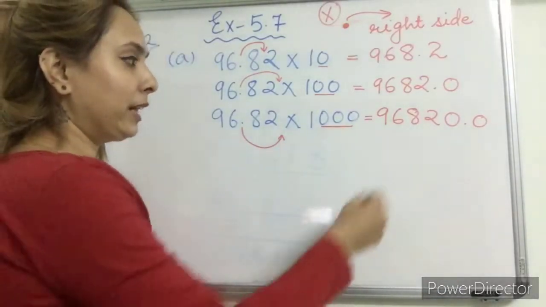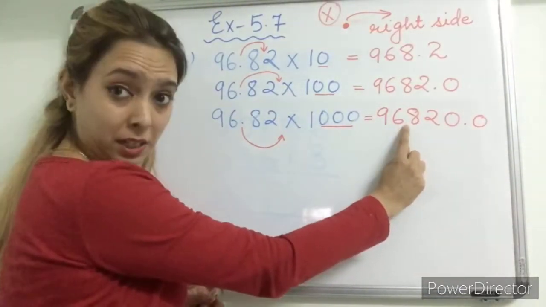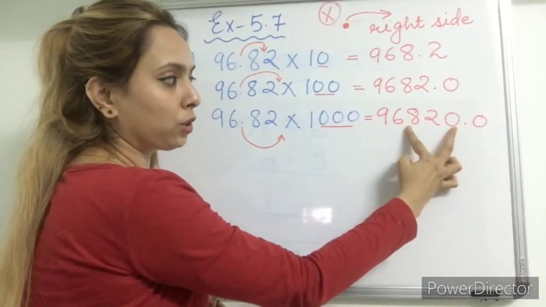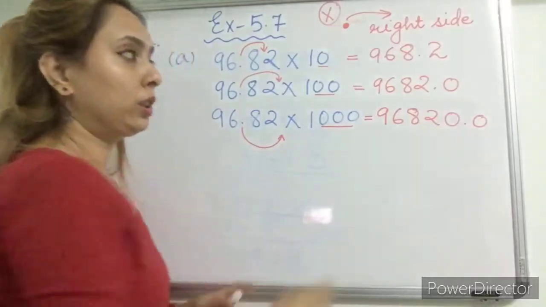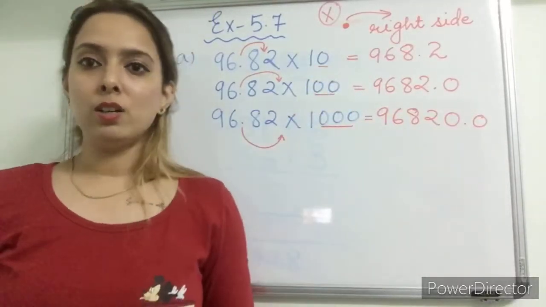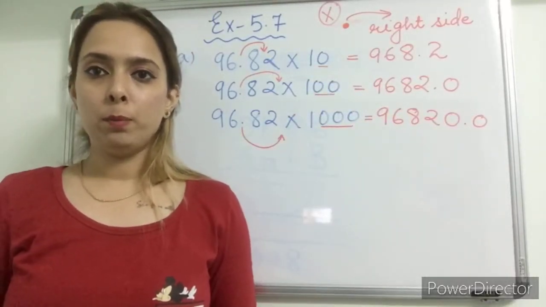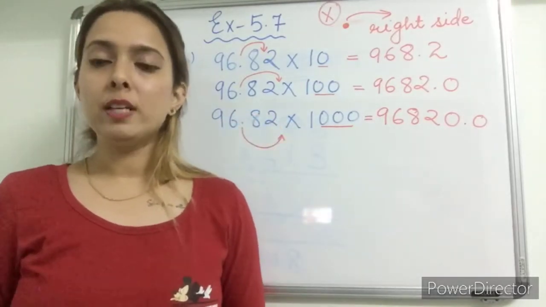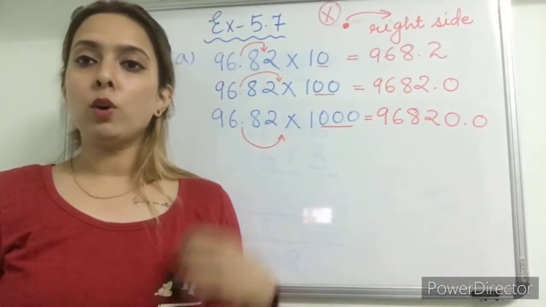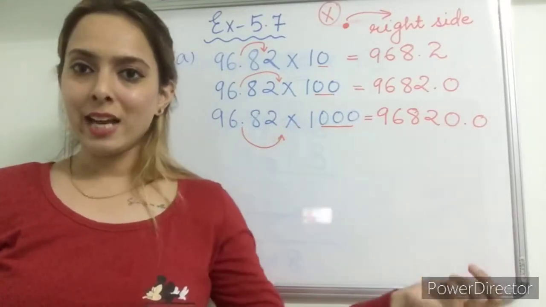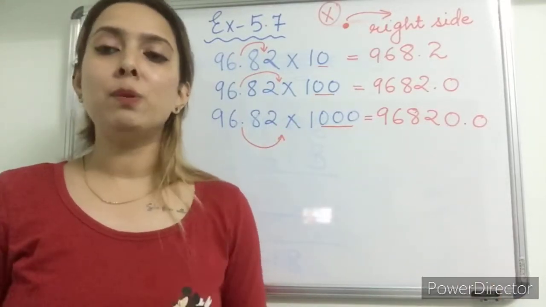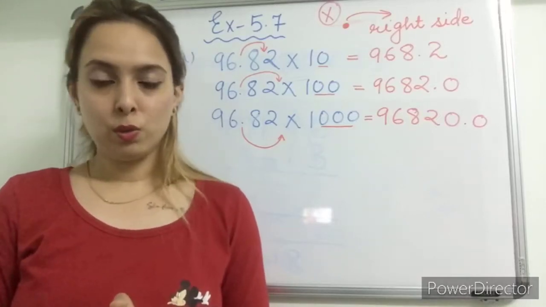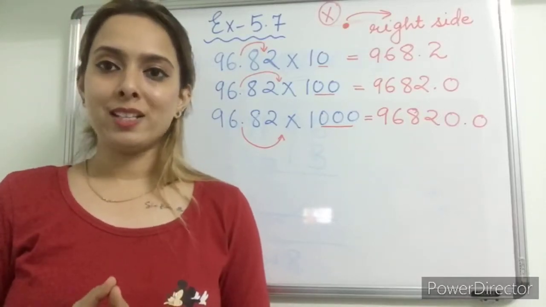You all can see that in the question the decimal was here. Now the decimal is here. There are 3 numbers in between. So these all are the direct answers for multiplication. I hope it is very simple. For multiplication we always shift towards the right side, and the shifting of the decimal depends upon the number of zeros. Okay, let's come to the next question.